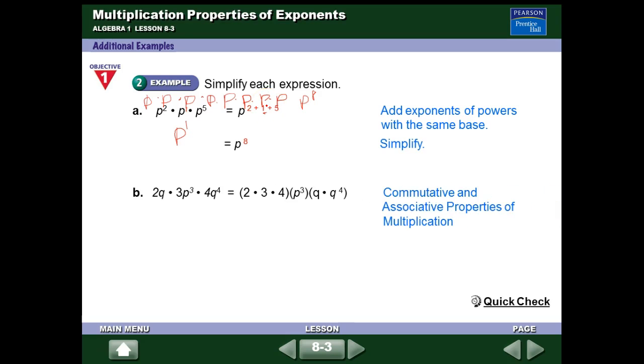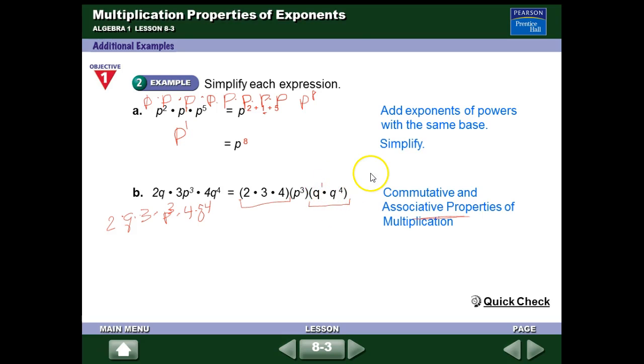Alright, this next one here, which I've already pushed through here, is really saying 2 times q times 3 times p cubed times 4 times q to the 4th. Because this is all multiplication, you can switch them, which is the associative property, which we talked about at the beginning of this year. So 2 times 3 times 4 times p cubed times q times q to the 4th. These are all like terms, and then these are like terms.